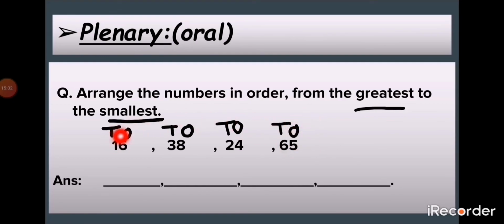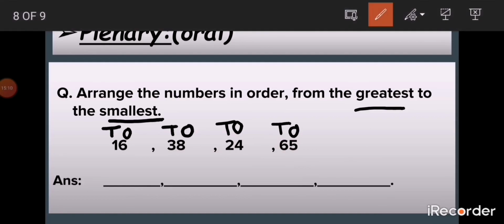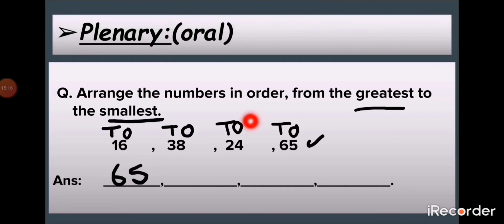Now compare them. As we are going to start from the greatest side, choose the greatest tens here. Which one is the greatest tens here? Yes, 6. It means 65 is the greatest number. So we'll write it first. Now we have done 65, so mark it. That's why I have marked it.